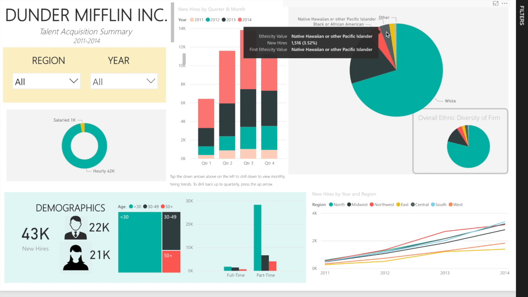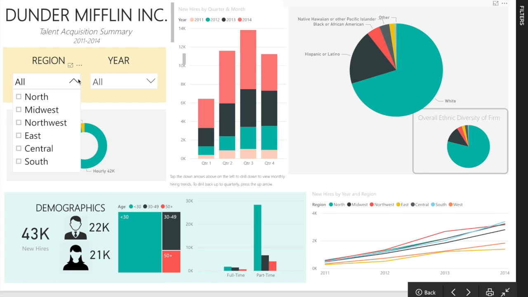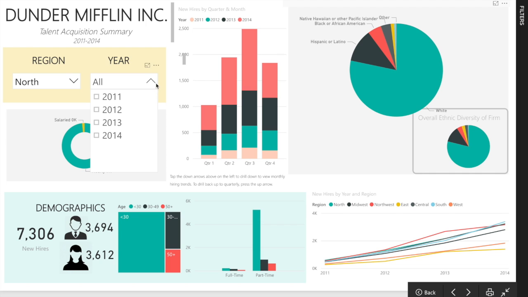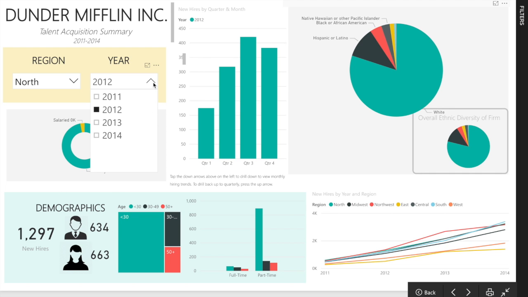So, in conclusion, this whole dashboard serves to provide meaningful insights regarding current hiring strategies and results. Such visualizations make understanding demographics, hiring trends, and regional differences accessible for the HR team at Dunder Mifflin.